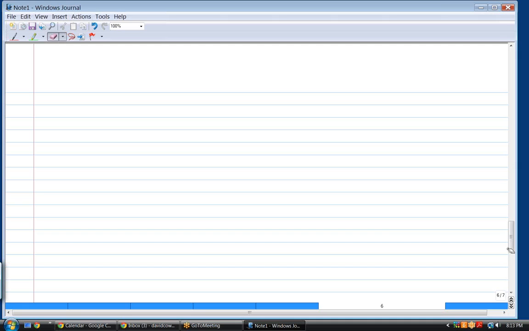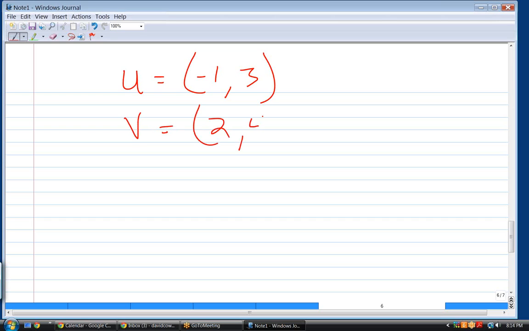Okay, so it says to find the component form of the vector. So u equals -1, 3. V equals 2, 4. And W equals 2, -5.